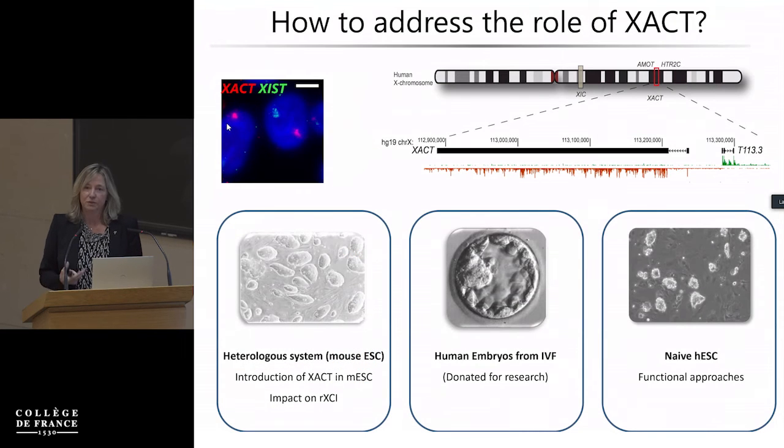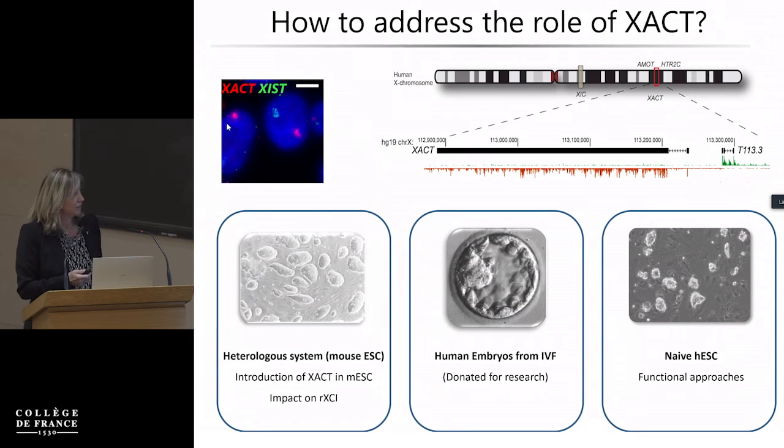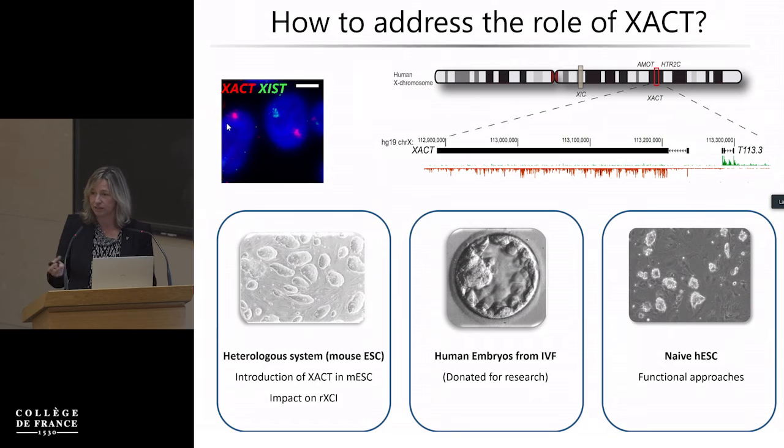So then we were faced with this problem. How can we address the role of XACT? So for this, we used three different model systems, I would say. One is trying to do a kind of quick and dirty experiment in a heterologous system with mouse ES cells. So the question is, what happens if we introduce XACT, which is not present in the mouse? Does it change something in terms of X inactivation?